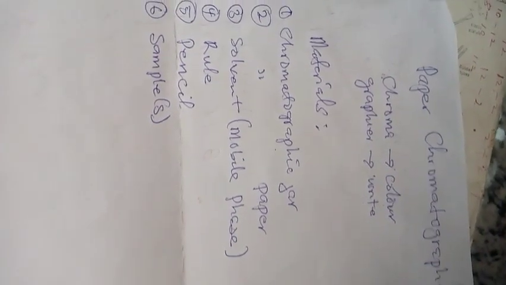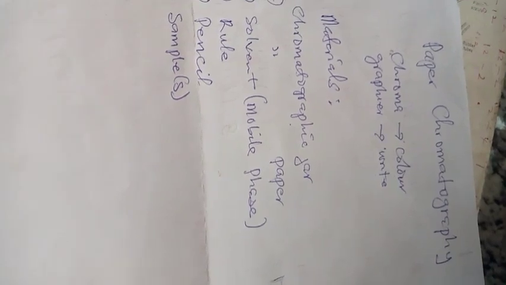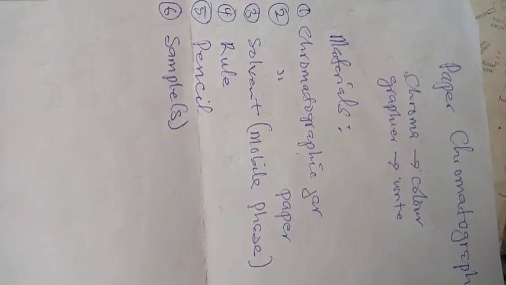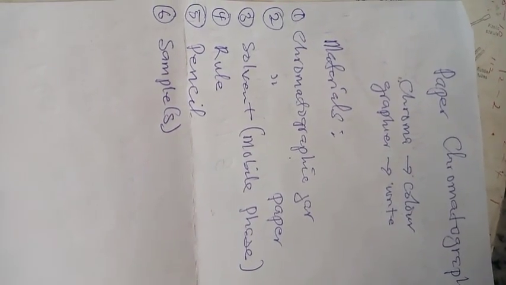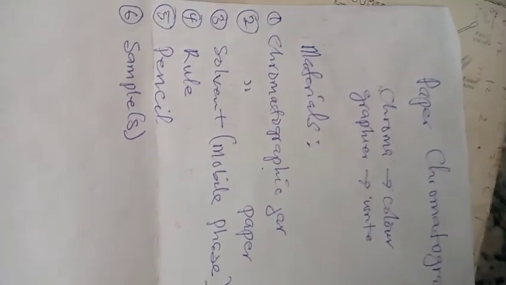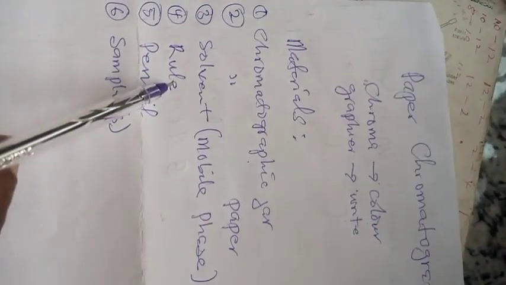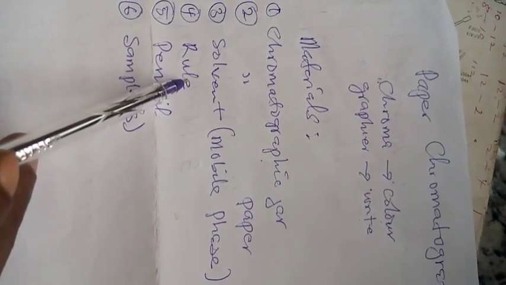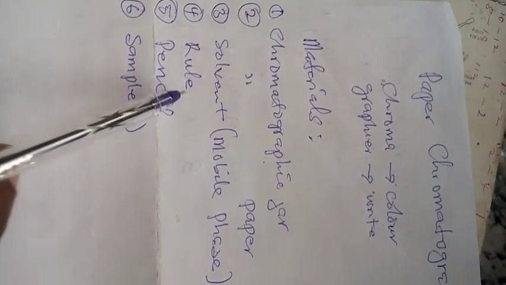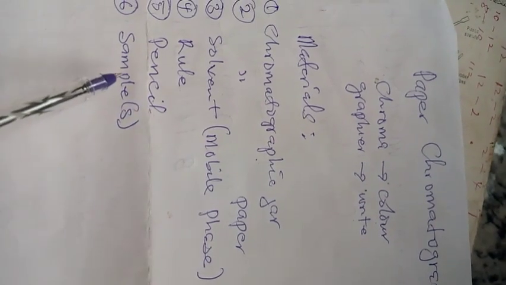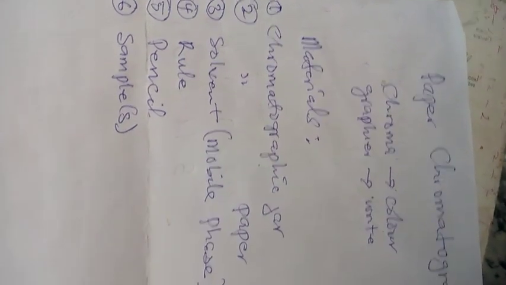Materials needed for chromatography experiments. Number one, you need chromatographic jar. Number two, you need chromatographic paper. Number three, you need solvents, which is to be used as the mobile phase. You need meter rule to measure distances moved by solvent or the compound. Then pencil. Number three, the samples for separation.